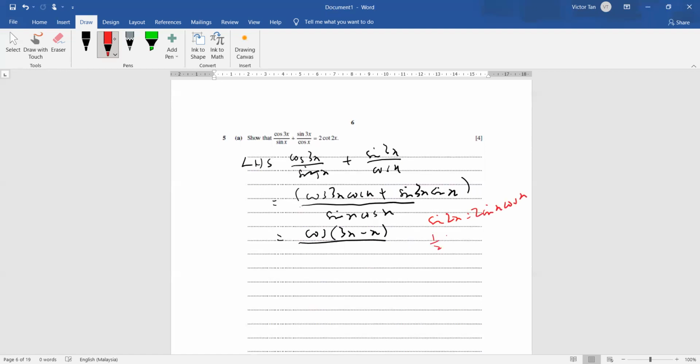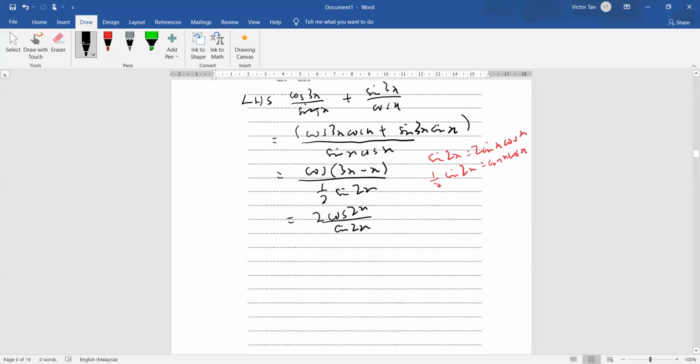Now, sine 2x equals 2 sine x cos x. So our sine x cos x will be half sine 2x. Okay. So this becomes 2 cos 2x over sine 2x. Okay. Cos 2x over sine 2x is cotangent 2x. There you have it.